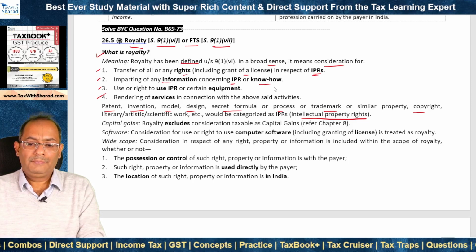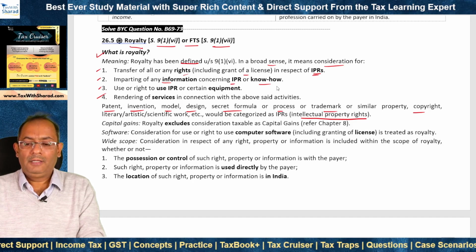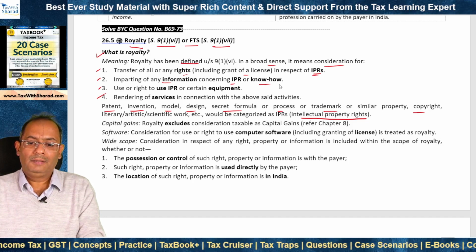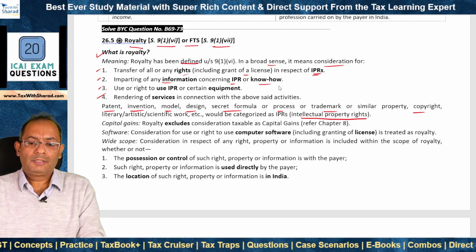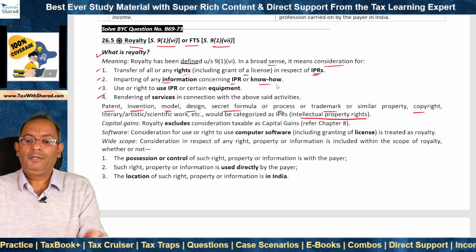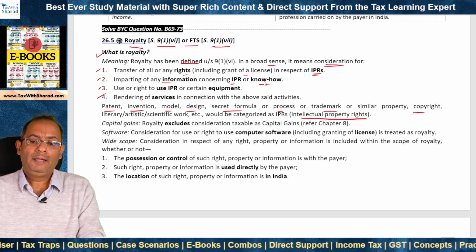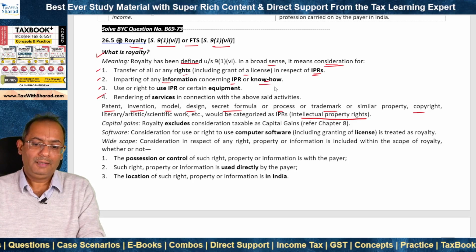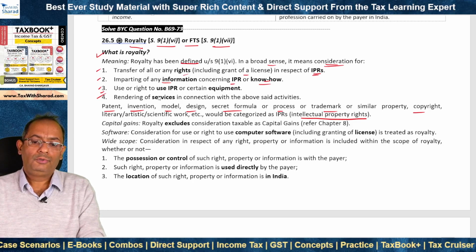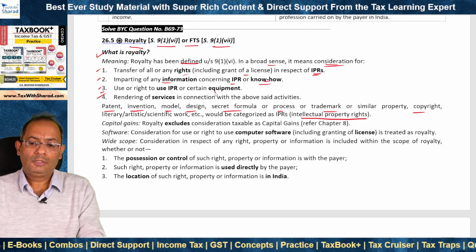So if there is a know-how which is possessed by a person and he transfers or imparts the information pertaining to that know-how to another person, in consideration of which he is paid an amount, that will be classified as royalty. Third, use or right to use IPR or certain equipment.